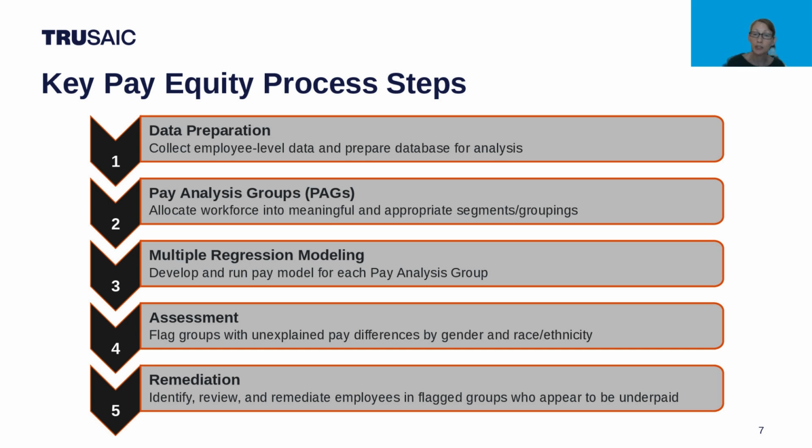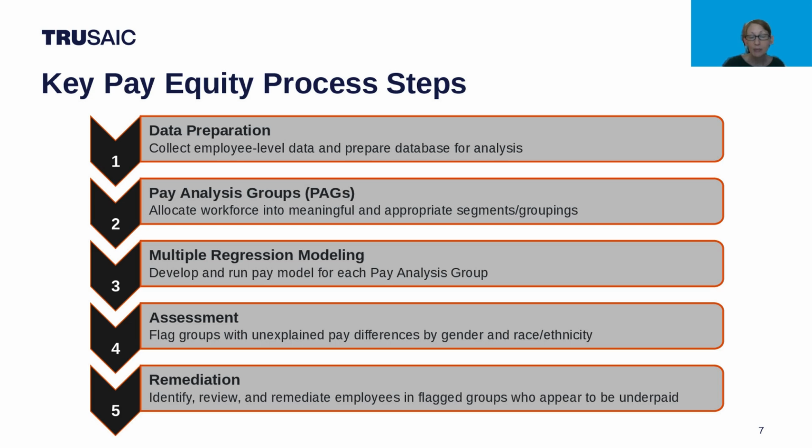So it would include your legitimate factors plus things like gender and then race and ethnicity that would allow you to understand, after we've accounted for legitimate factors driving pay differences, do we see that gender or race and ethnicity or other demographic characteristics are related to compensation.